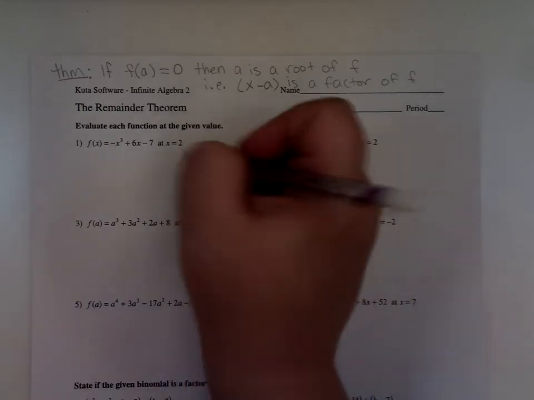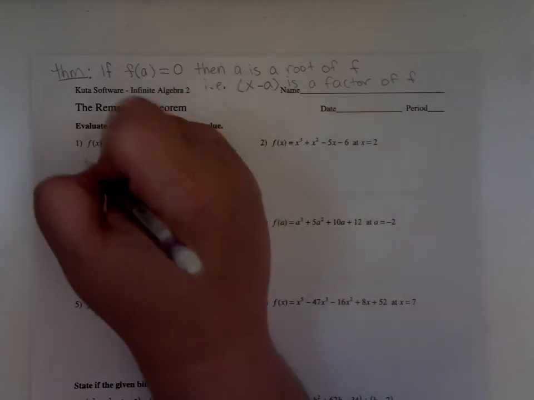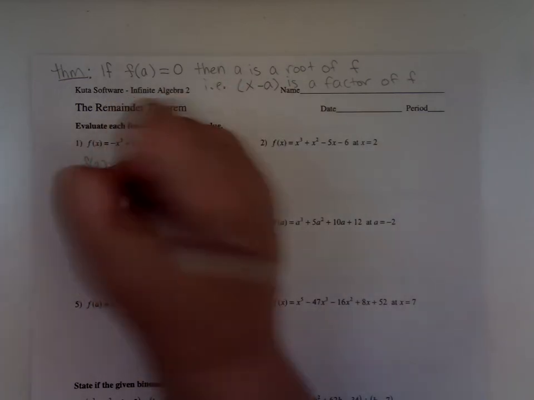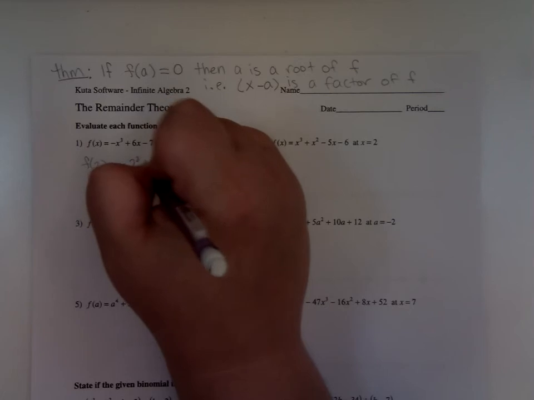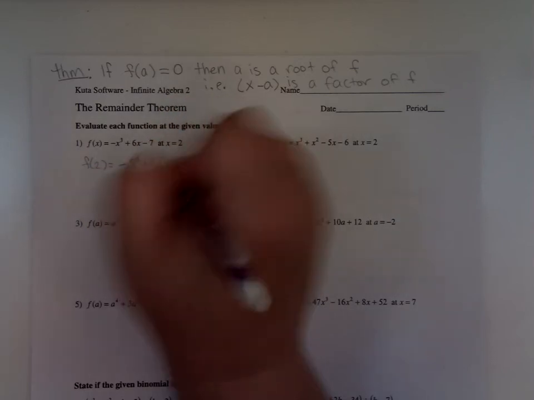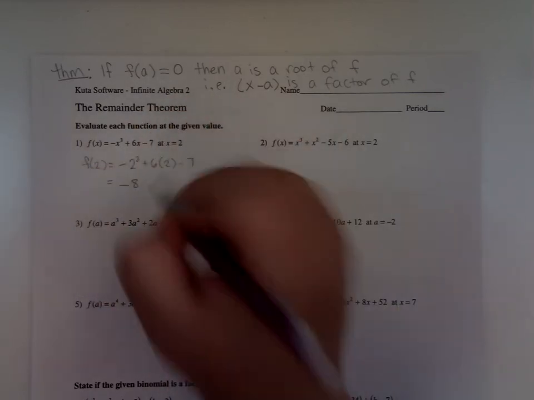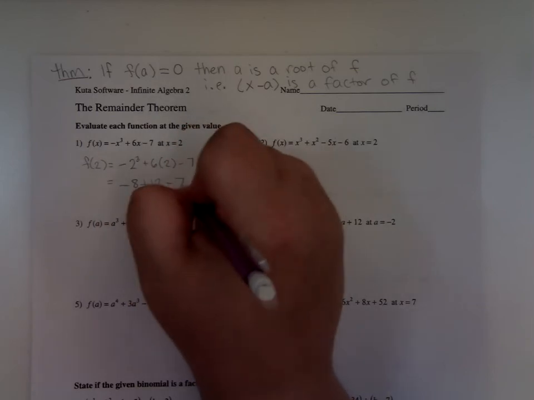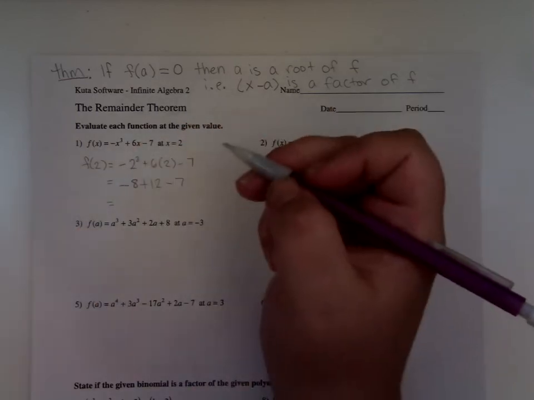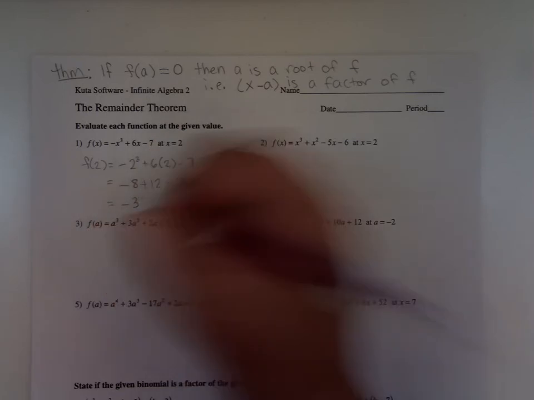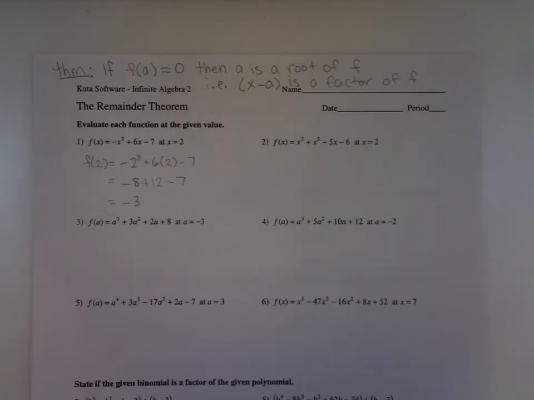So this wants us to evaluate at x equals 2. So f of 2 is going to be minus 2 to the third plus 6 times 2 minus 7. So we've got minus 8 plus 12 minus 7, and that gives us minus 3. So minus 3 is the remainder when we divide f of x by x minus 2. So we know that x minus 2 is not a factor of this function.